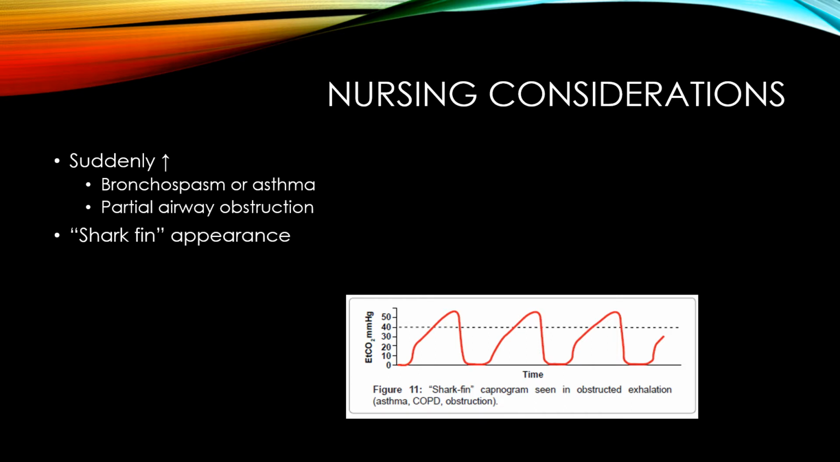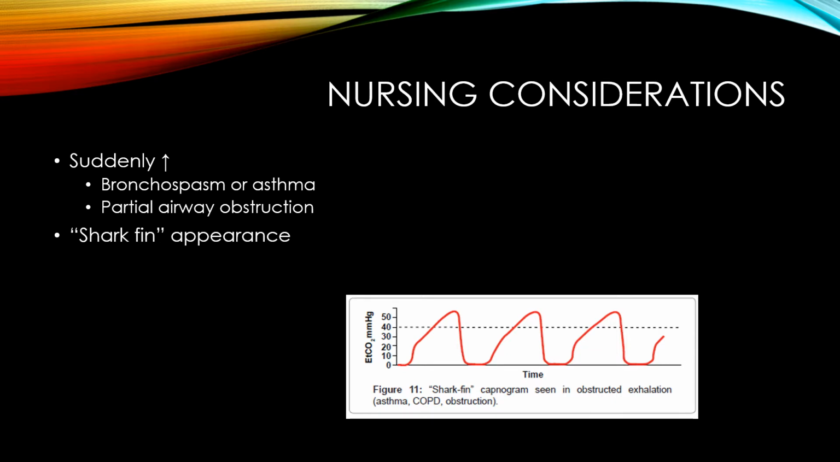Some considerations also: observe for subtly increased readings, which may indicate bronchospasm or asthma or partial airway obstructions. The waveform takes on a distinctive shark fin appearance when this occurs. So you can see the diagram, and it does kind of look like shark fins. This is caused because there is uneven emptying of the alveolar gas on exhalation.